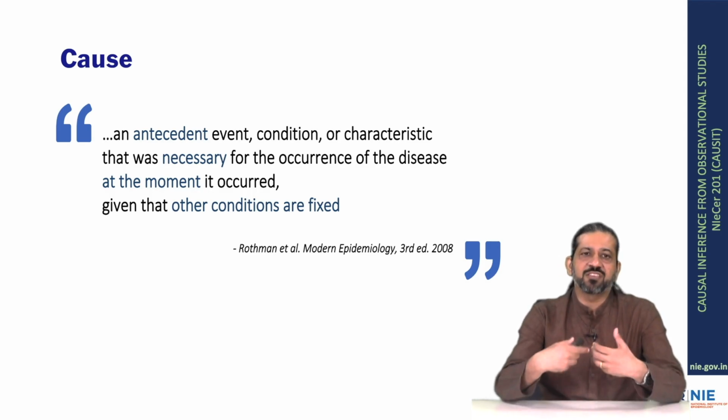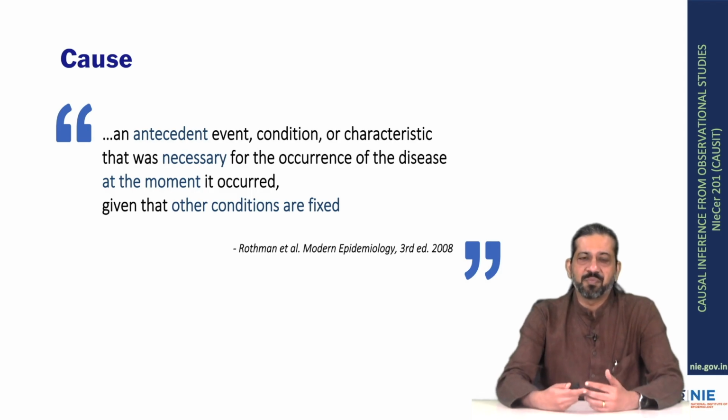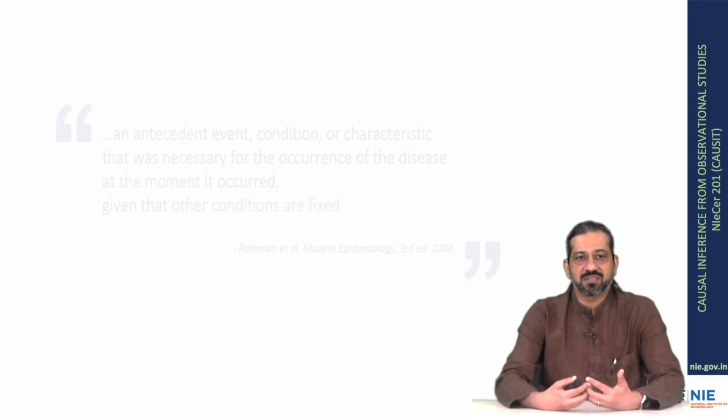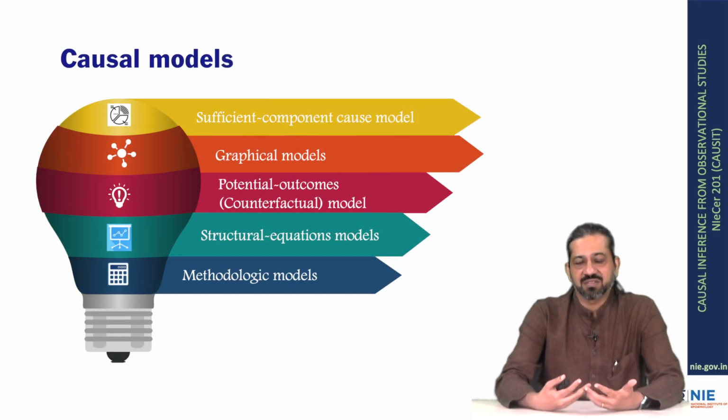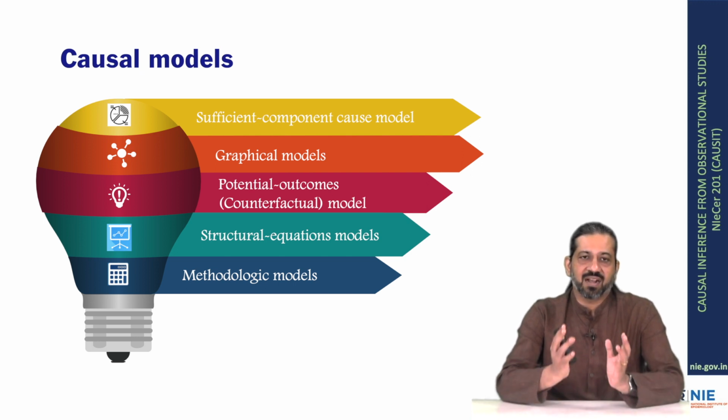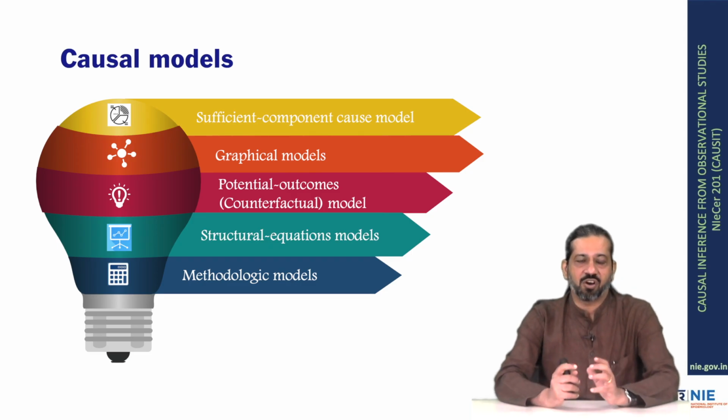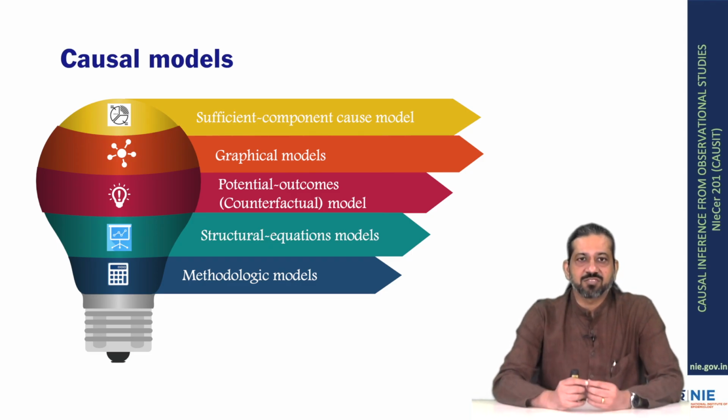Now, how do we make use of this definition to make causal inferences from the studies that we do? For that, we need to take the help of various what we call causal models, or various approaches to understanding or making causal inference, because all causal inference ultimately is based on the assumptions that are included in the definition of cause. And so we take the help of various causal models.